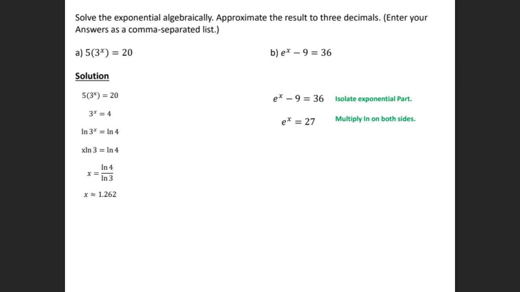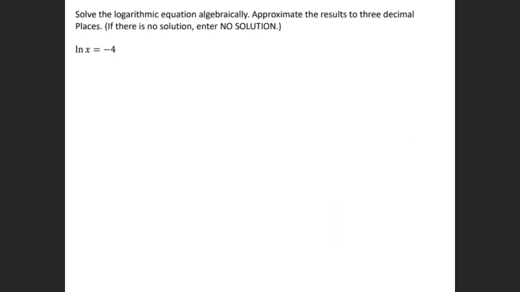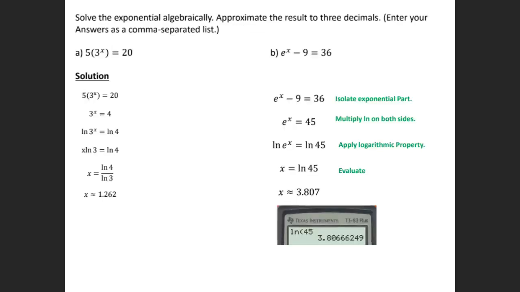oh, there's a typo there. That should have been 45, not 27, right? We're adding both sides. So let's go ahead and skip that one. There's a typo. Oh, see, it was written correctly at the end. That's what should be my answer. X is equal to natural log of 45. The other slides were the previous non-corrected version. So x is equal to 3.807.